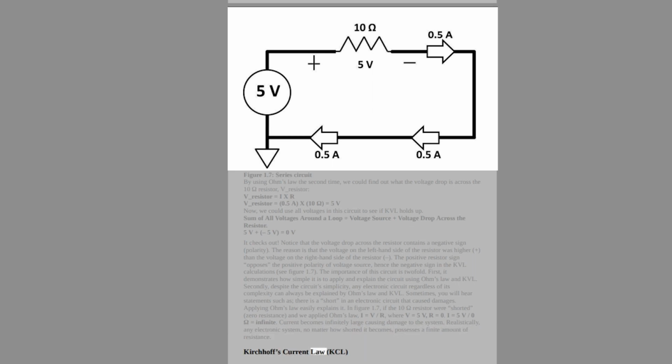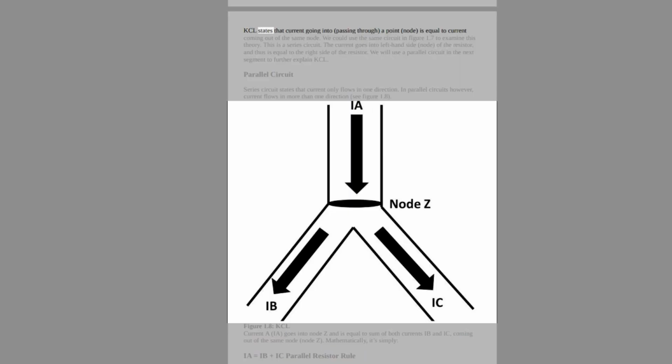Kirchhoff's current law, KCL. KCL states that current going into, passing through, a point, node, is equal to current coming out of the same node. We could use the same circuit in Figure 1.7 to examine this theory. This is a series circuit. The current goes into the left-hand side, node, of the resistor, and thus is equal to the right side of the resistor. We will use a parallel circuit in the next segment to further explain KCL.